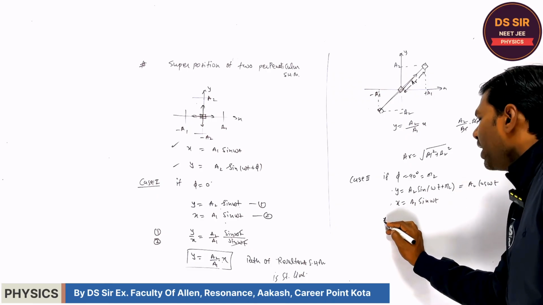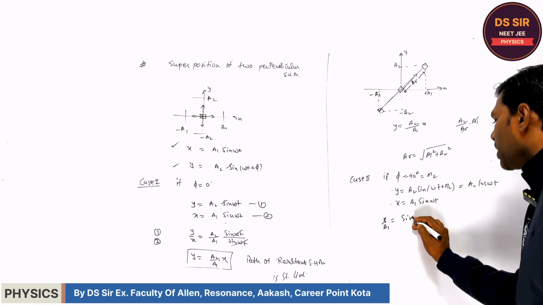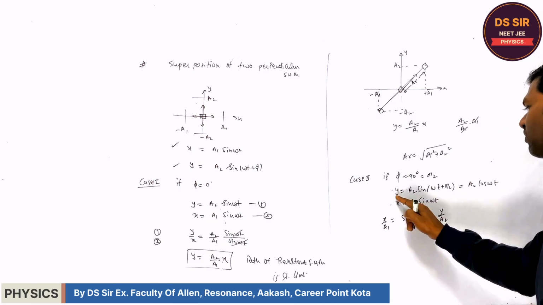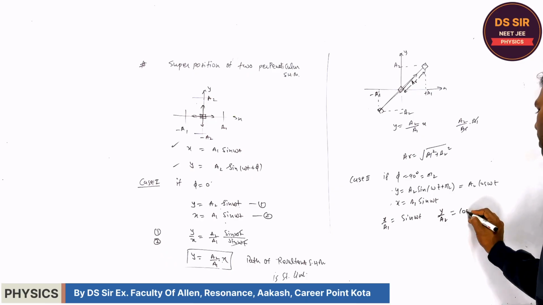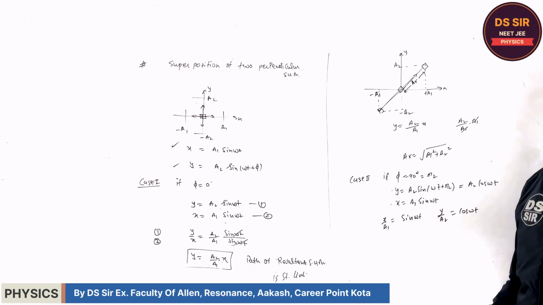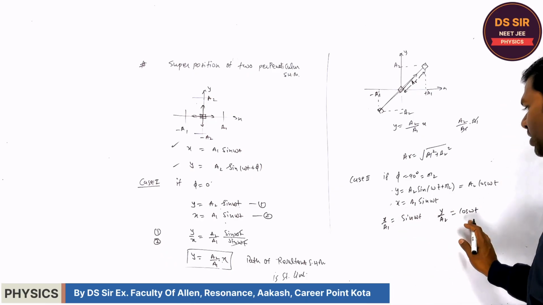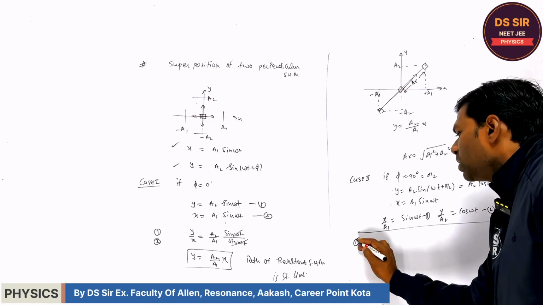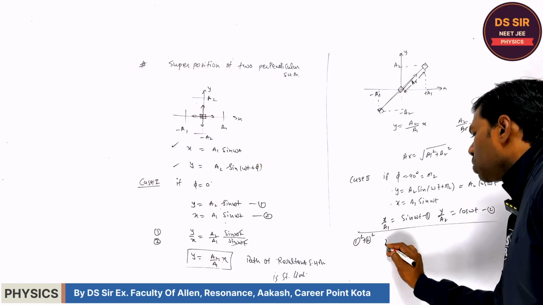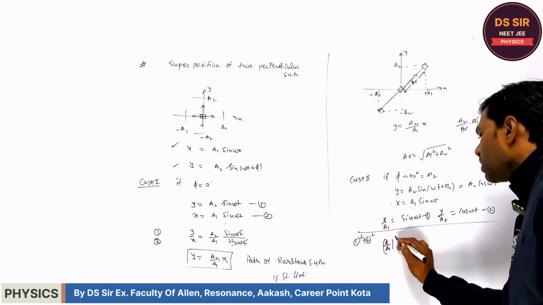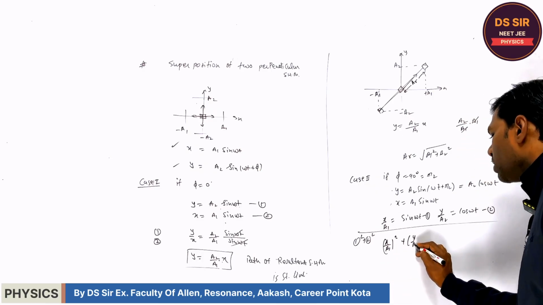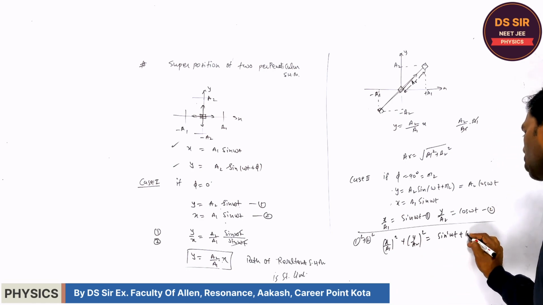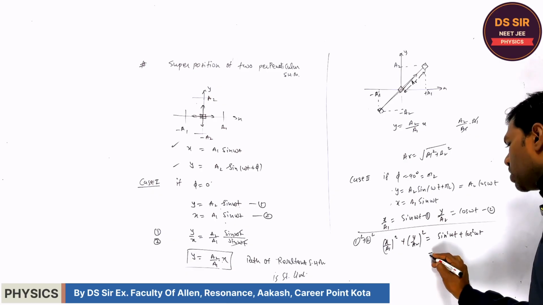So how do we find the relation between the x and y coordinates by eliminating the time? Here x upon a1 is equal to sine omega t, and y upon a2 is equal to cos omega t. These are equation 1 and equation 2. How do we eliminate the omega t term? Now you can square them and add them. So x upon a1 whole square plus y upon a2 whole square is equal to sine square omega t plus cos square omega t, which is equal to 1.